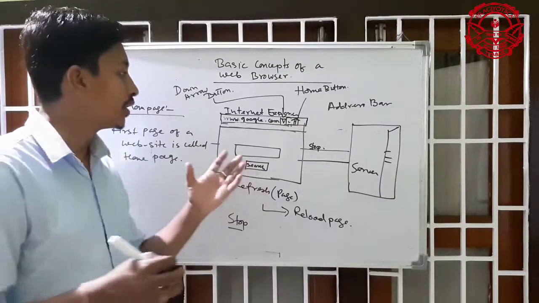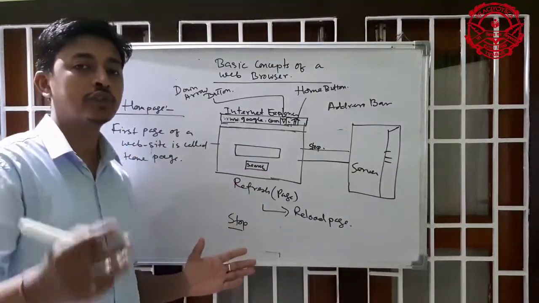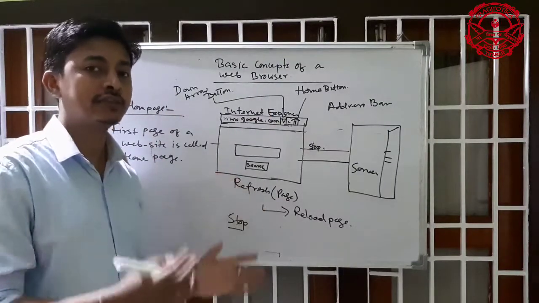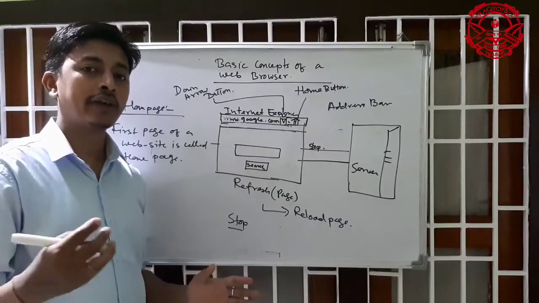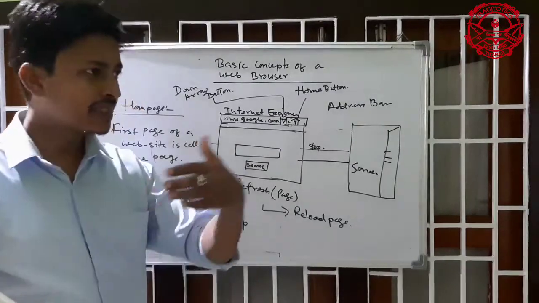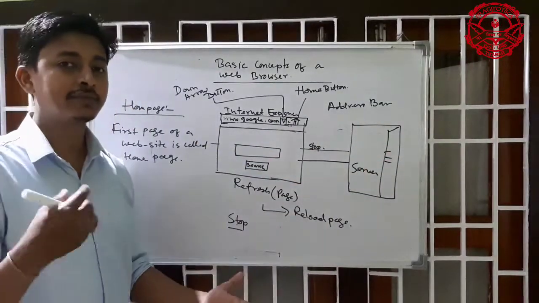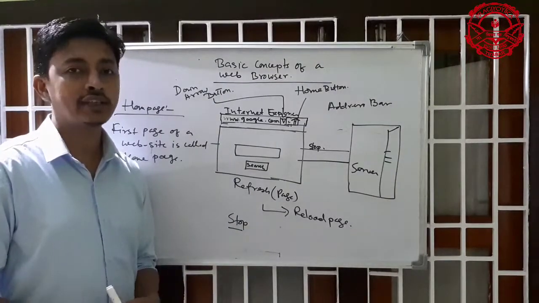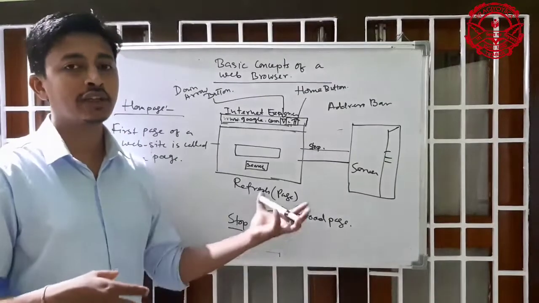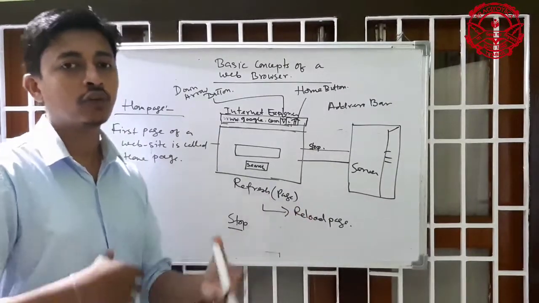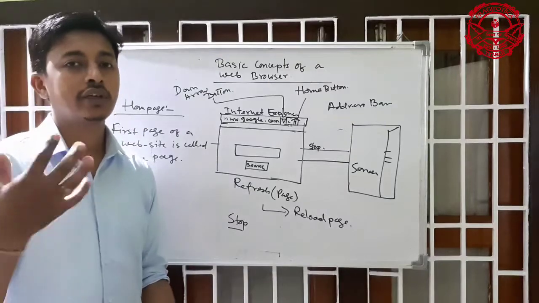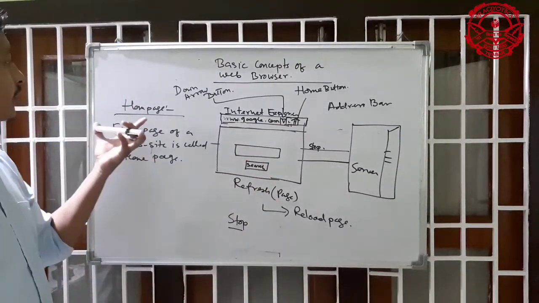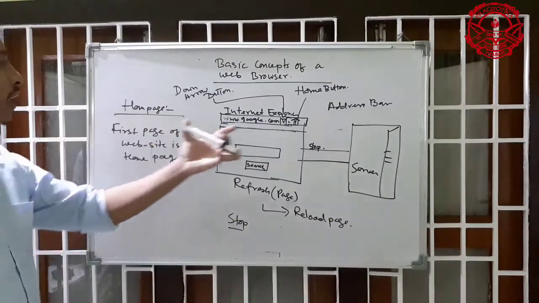When you give the URL www.youtube.com, a page comes up, the first page viewed by a user, which is sent by the server. This page is called a home page. In the home page, basically you find login information. First you have to log in to the website, and after that you go inside your website. In this way you can go to the home page by clicking the home button.